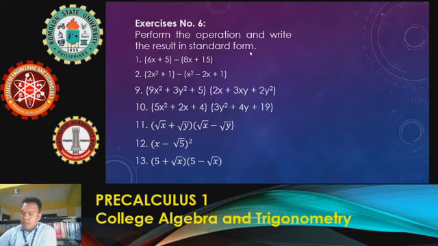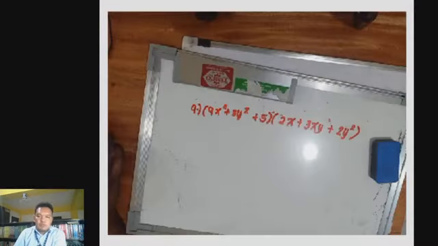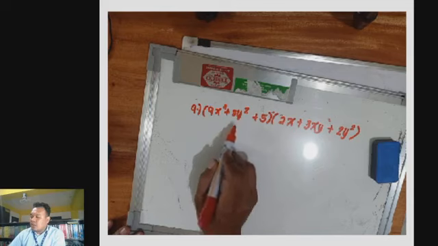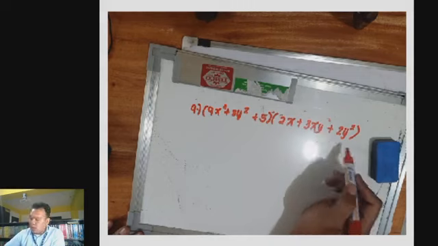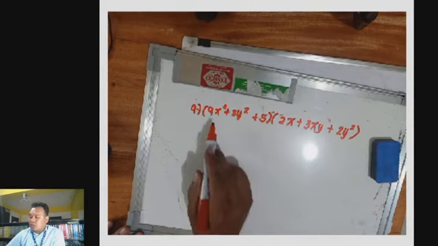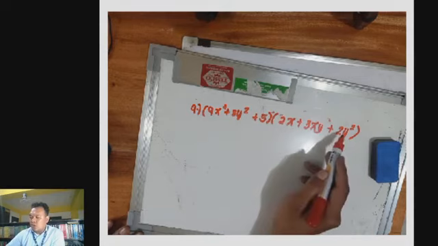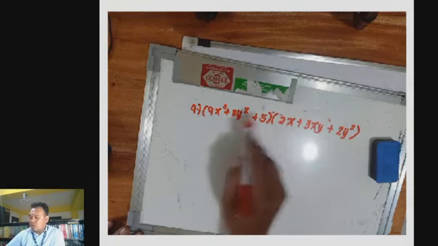Okay, for number 9, we have 9x squared plus 3y squared plus 5 multiplied by 2x plus 3xy plus 2y squared. So therefore, multiply muna ito doon, tapos ito doon. Ganon, no?